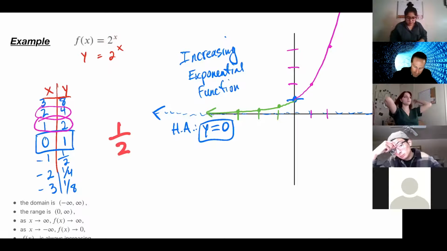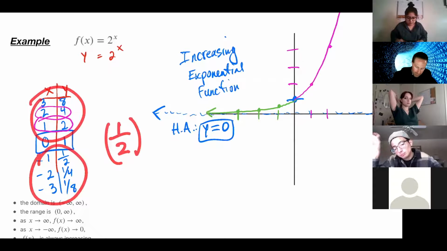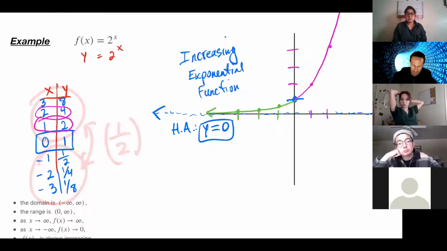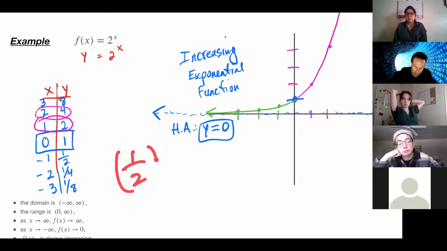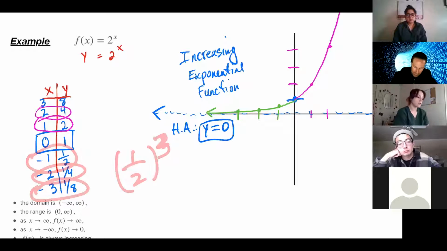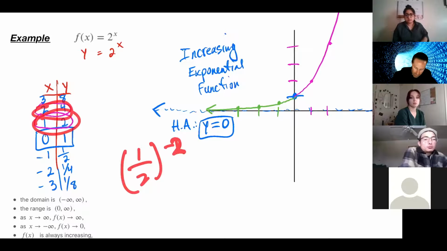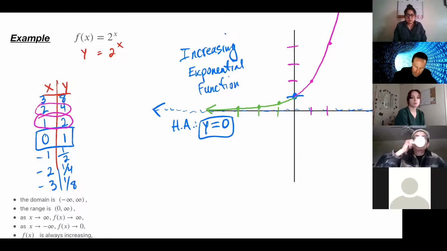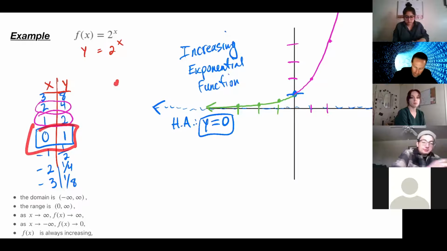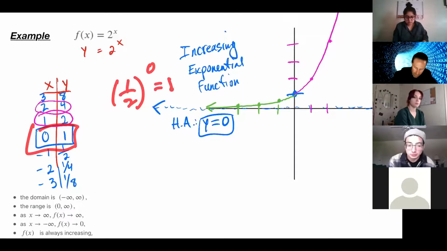And if I had 1/2, guess what would happen to all of these positives and negatives? They would just flip-flop, right? Because if I had 1/2 to the first, I'd get 1/2. To the second, 1/4. To the third, 1/8. And if I had 1/2 to the -1, now I would have 2. -2, 4. -3, 8. But notice this would still be there because 1/2 to the 0 is still 1.